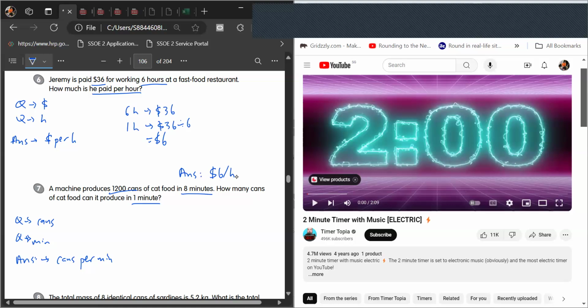Jeremy is paid $36 for 6 hours. He is paid $6 per hour. The unit is very important. Okay? You cannot write he is paid $6. That's not accurate. He is paid $6 for every hour. He's paid actually for that day $36, because he worked a total of 6 hours. So you cannot say he's paid $6 per stop. He's not paid $6 per stop. He's paid $6 per hour.